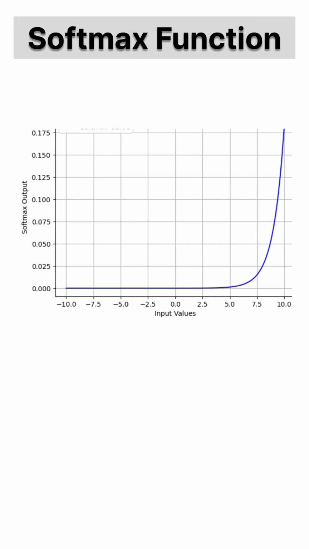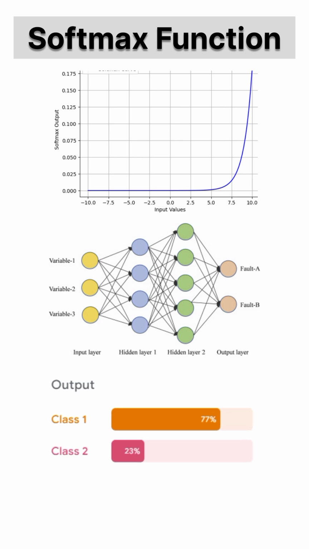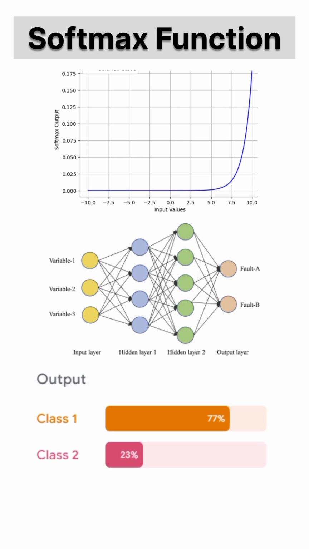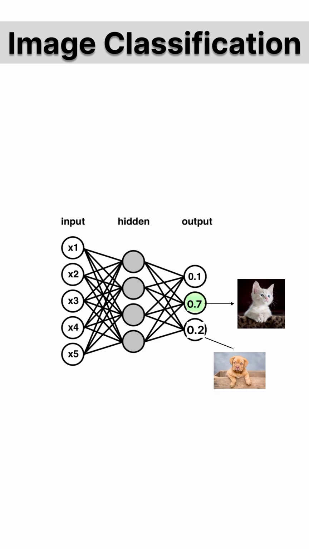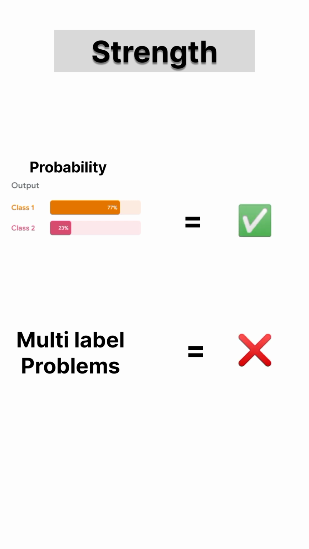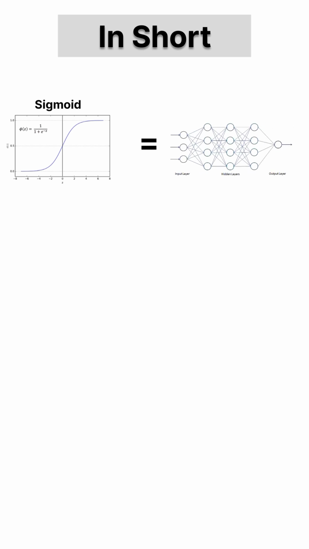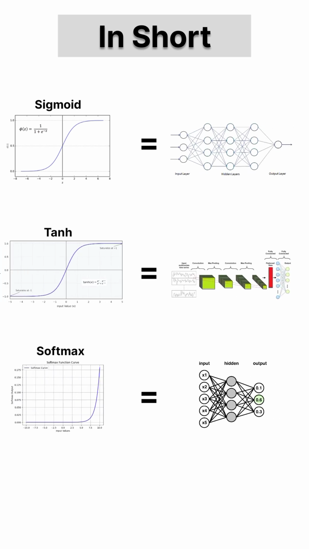Finally is softmax. Softmax is used for multi-class classification. It converts output into probabilities that add up to 1. For example, in image classification, it may say 70% cat, 20% dog and 10% bird. Its strength is a clear probability interpretation, but it doesn't work for multi-label problems. In short, sigmoid for binary output, tanh for balanced signal and softmax for multi-class prediction.